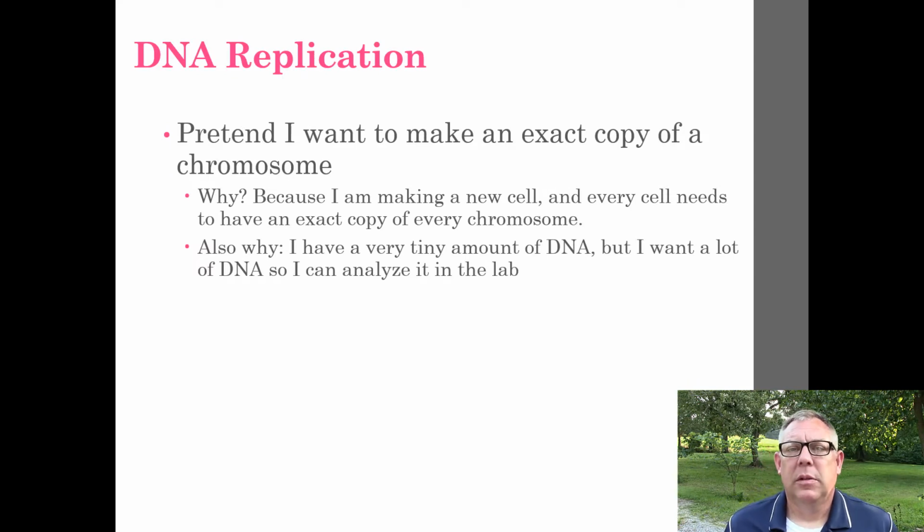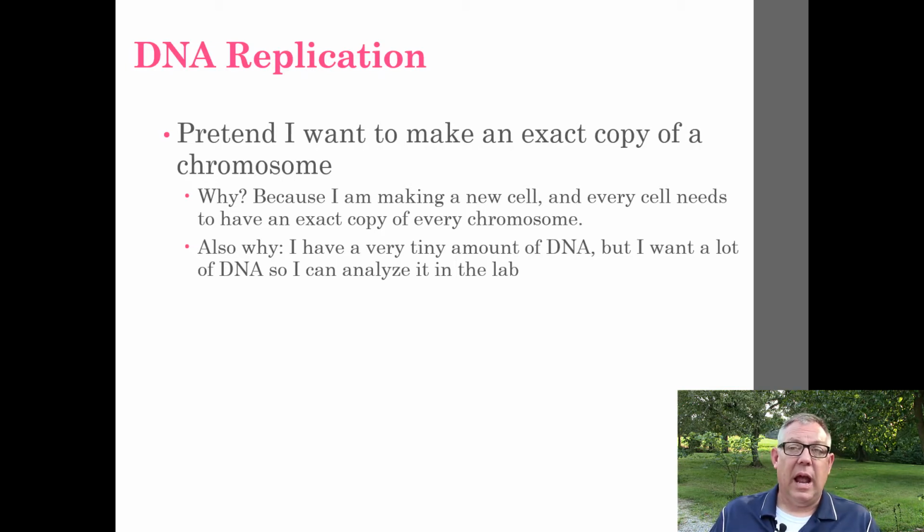And so let's pretend that I want to make an exact copy of a chromosome. Why would I want to do that? Well, if a cell is going to divide, it needs exact copies of every chromosome in each of the daughter cells. And so you need to take the existing DNA and make an exact copy of it. There's another reason why too. Now that we know how cells do it, we can do that in a lab.